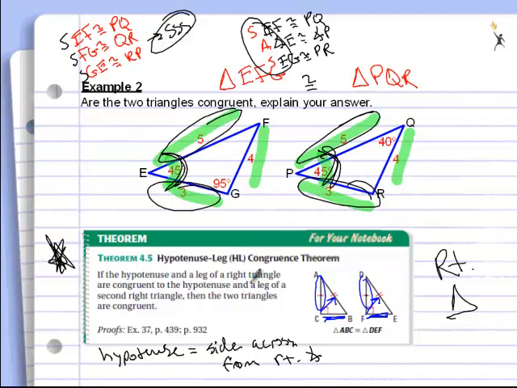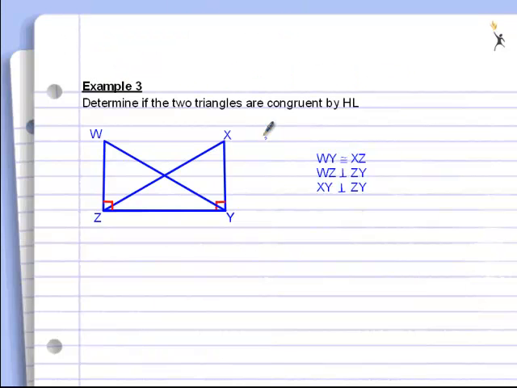And this is just another way to prove triangles are congruent. This is one of the only ones that deals with a right triangle. You could use side angle side if you have a right triangle, but most of the time you would use hypotenuse leg. Let's look at an example. Determine if the two triangles are congruent by hypotenuse leg.